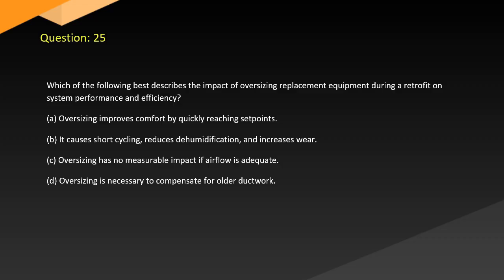Question 25. Which of the following best describes the impact of oversizing replacement equipment during a retrofit on system performance and efficiency? A. Oversizing improves comfort by quickly reaching set points. B. It causes short cycling, reduces dehumidification, and increases wear. C. Oversizing has no measurable impact if airflow is adequate. D. Oversizing is necessary to compensate for older ductwork.